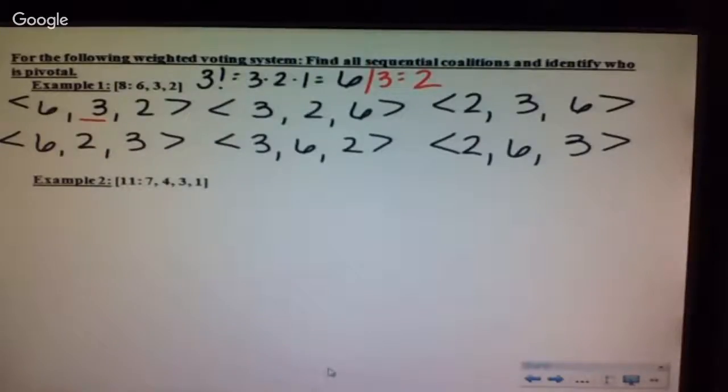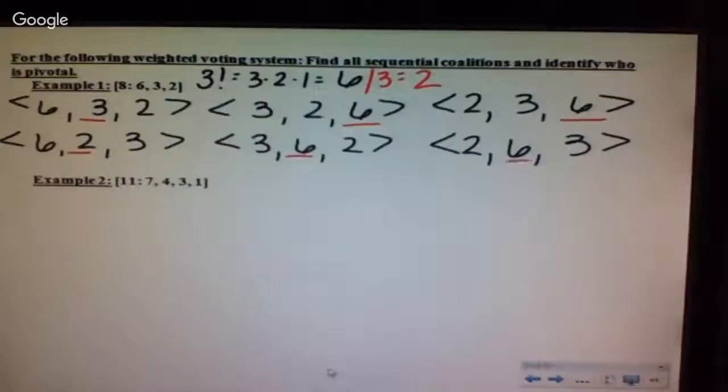What do you mean? Like, did you have 6, 2, 3 first? Yeah, it's right below 3, 2, 6. It doesn't matter if you add your 3s in this column, your 6s in this column, and your 2s in this column, as long as you have all 6 of them. Okay. So that one's 6, 2, 3. Who's pivotal? 2. 3, 2, 6. 3, 6, 2. 6. 2, 3, 6.